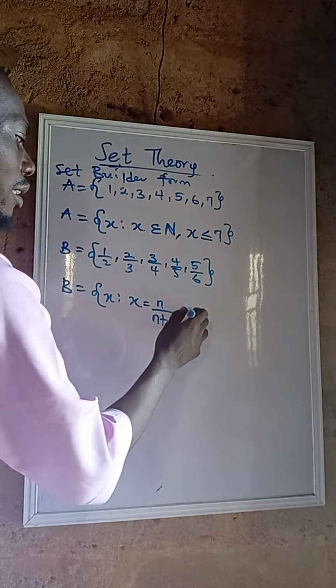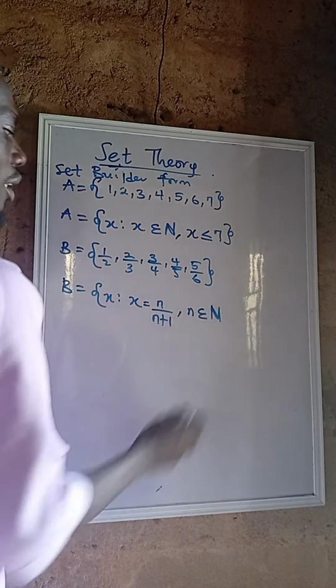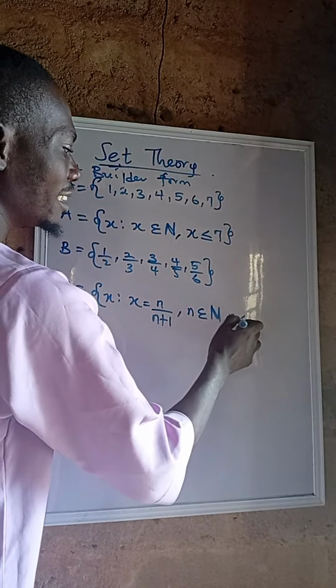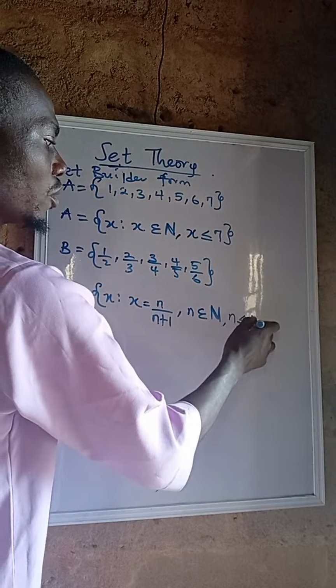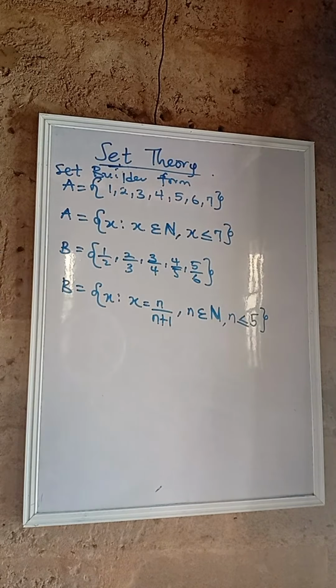But then note that n is an element of natural numbers. Also, n is less than or equal to 5. Okay, n is less than or equal to 5. So every one of the properties that you need to know, it should be what?